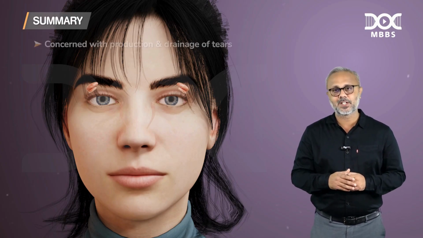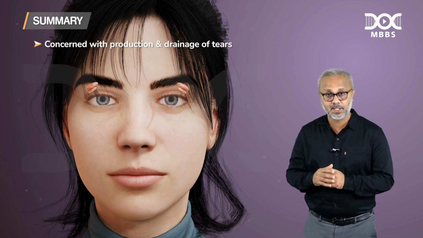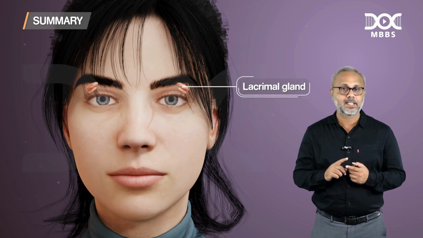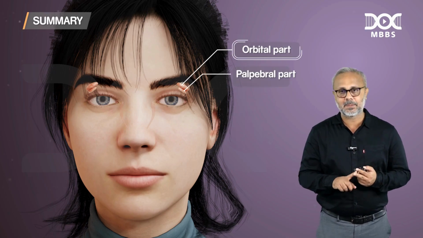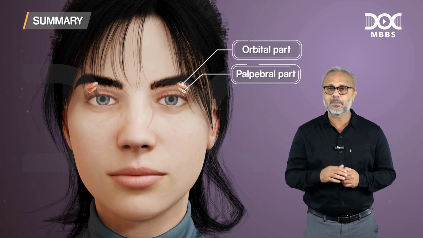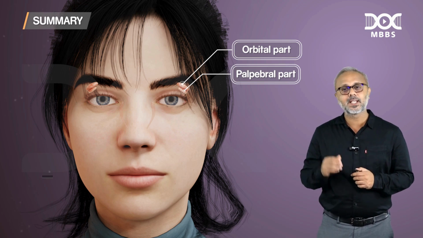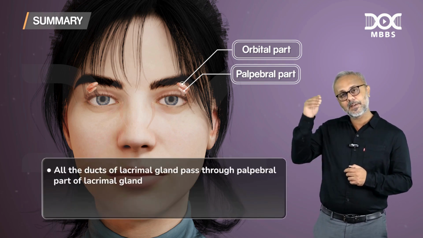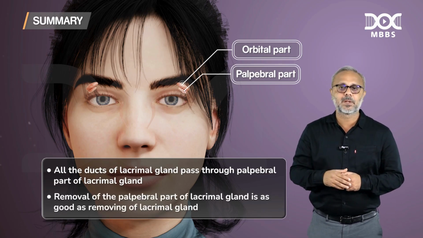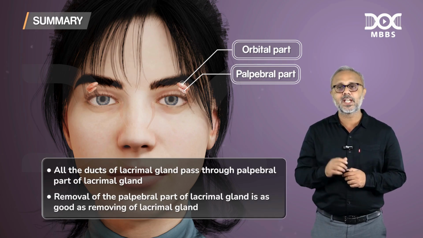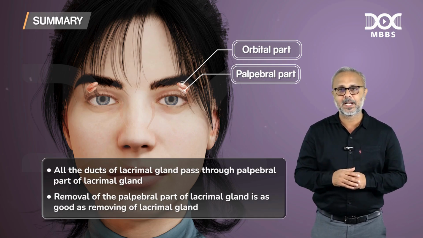To summarize the anatomy of the lacrimal apparatus, it is concerned with the production and drainage of tears. It consists of the following parts: lacrimal gland. The lacrimal gland consists of an orbital part and a palpebral part. The importance of the palpebral part, even though it is very small, is that all the ducts of the lacrimal gland will pass through this palpebral part. Hence, removal of the palpebral part is as good as removing the entire lacrimal gland.